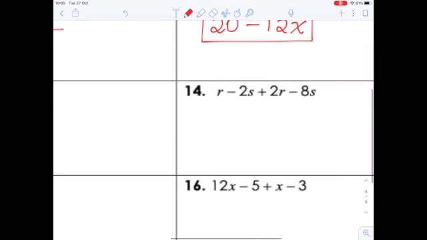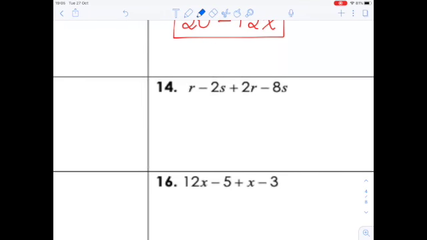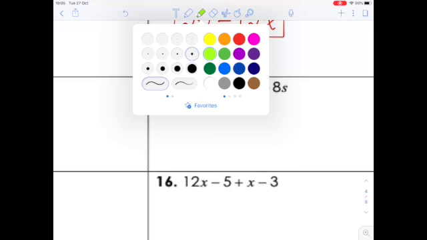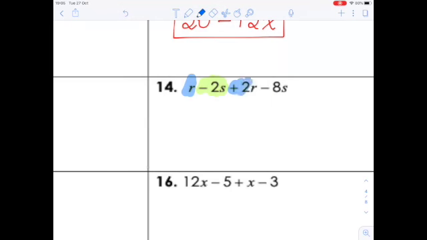Moving on to number 14, we have r minus 2s plus 2r minus 8s. Notice that we have two different variables, two different letters, r and s. So they are not like terms. R combines with r and s combines with s. All right, so I'm going to color code them differently. R is going to be blue and the s terms are going to be green.